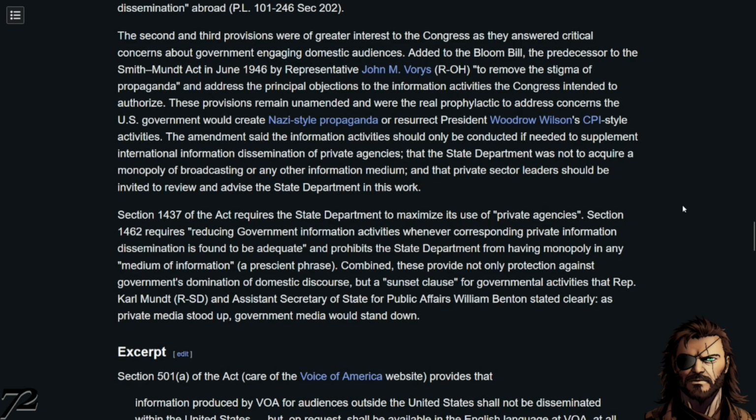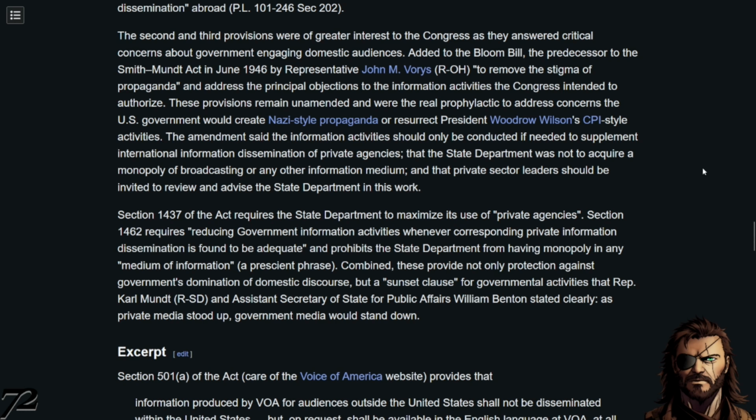The second and third provisions were of greater interest to the Congress, as they answered critical concerns about government engaging domestic audiences. Added to the Bloom Bill, the predecessor to the Smith-Mundt Act, in June 1946 by Representative John M. Vorys, Republican, Ohio, to remove the stigma of propaganda and address the principal objections to the information activities the Congress intended to authorize. These provisions remain unamended and were the real prophylactic to address concerns the U.S. government would create Nazi-style propaganda or resurrect President Woodrow Wilson's CPI-style activities.